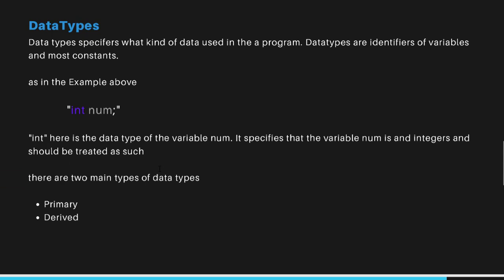So data types. Data types specify the kind of data used in the program. So data types are identifiers of variables and most constants. As in the example above, int specifies the kind of data that the variable num can take, which makes int a kind of data type. So this means char or character, float, doubles, all are data types. So there are two main types of data types. That's the primary and derived data types.